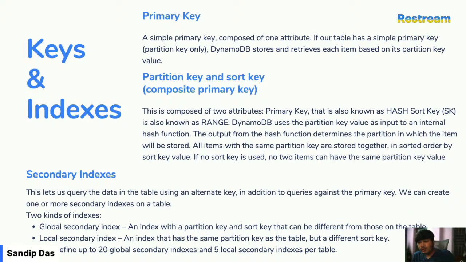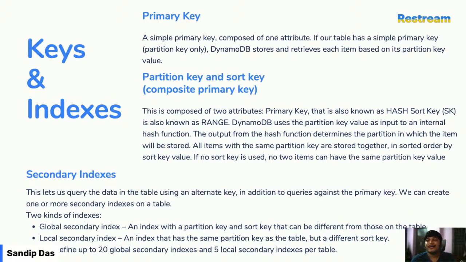Okay, so what is the primary key? First thing is the primary key. A primary key, or say simple primary key, is composed of one attribute. If our table has a simple primary key, or partition key, DynamoDB stores and retrieves each item based on the partition key. A primary key is one uniquely identifying key, or hash key, because we call this primary key a hash key also. If we retrieve the data by the primary key, it will be a lot faster than by any other attribute.